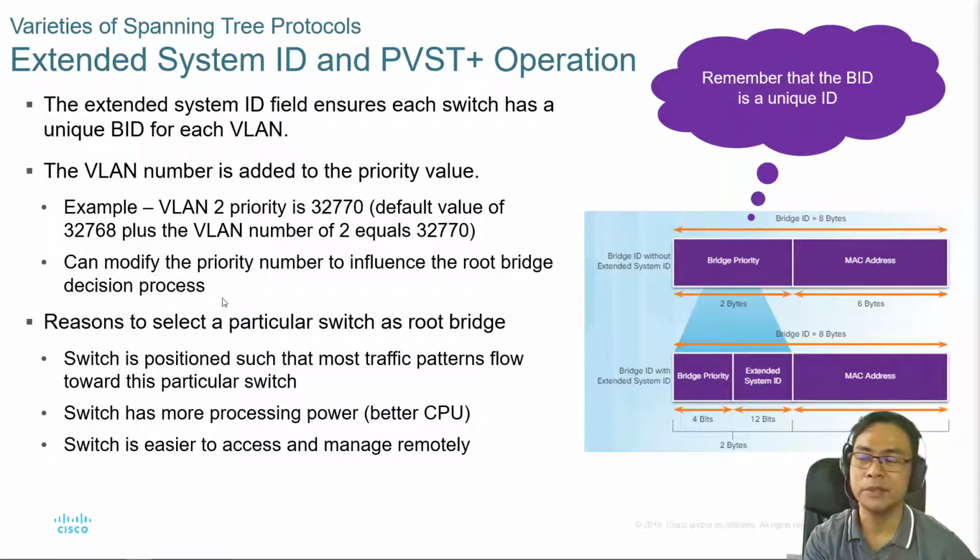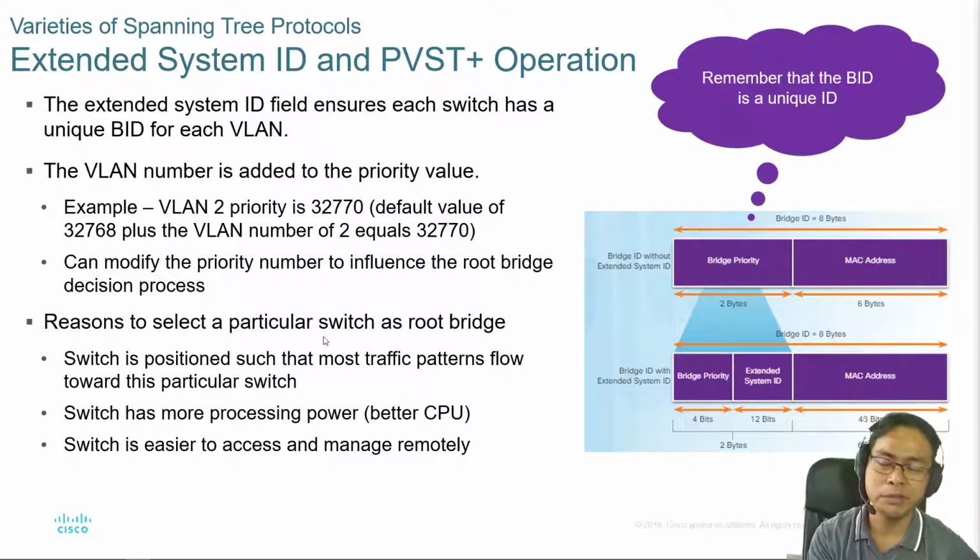Again, later we'll go to the configuration. There's a segment in the presentation that shows the configuration of these priority IDs, so you can adjust them. There are reasons to select a particular switch as a root bridge, especially if you are the one who did the topology. So maybe you can imagine already what will happen later on in the network. So these are some reasons.